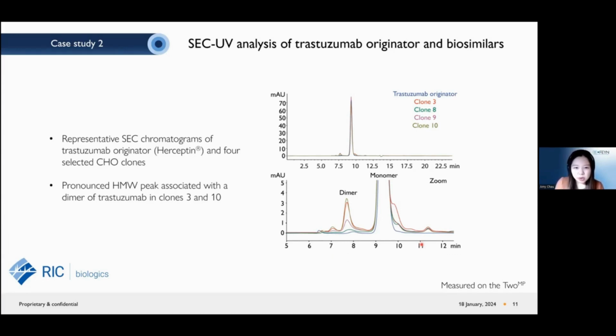And so the trastuzumab originator peak that is shown in blue, if we look at this bottom panel here, doesn't have a high abundance of the dimer, whereas clones 3 in red and clones 10 in this olive color have a much higher level of dimer.